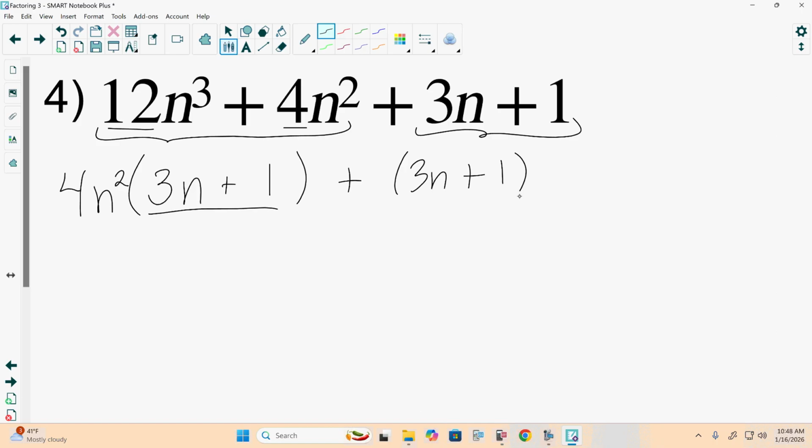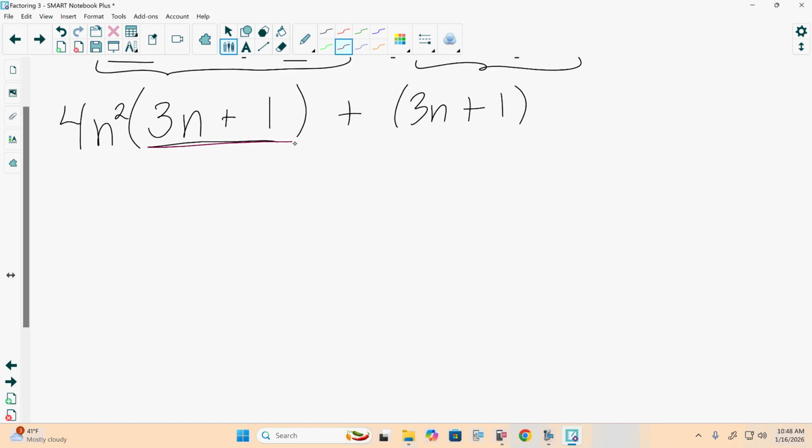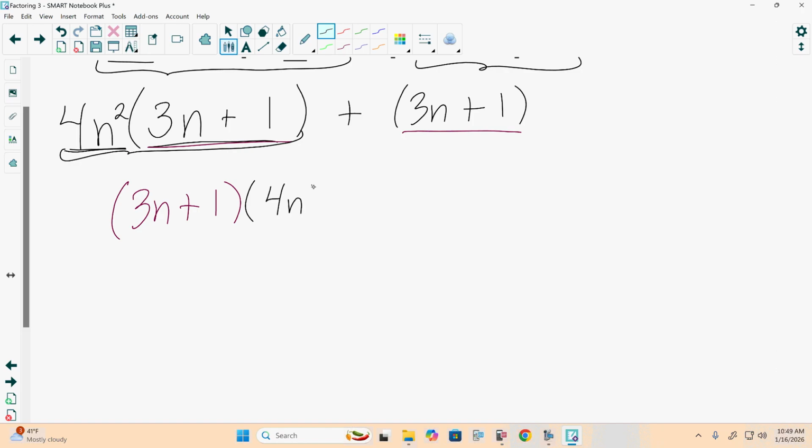So after we do that, what's in common now with both terms? 3n plus 1. So we can factor it out of both terms. And if we divide the 3n plus 1 out of this first expression, what we're left with is 4n squared. And we factor it out of the second, well, it factors out completely, so it's going to reduce to 1. Telling us it's 3n plus 1 times 4n squared plus 1. Questions on this here? Questions on any of this so far?